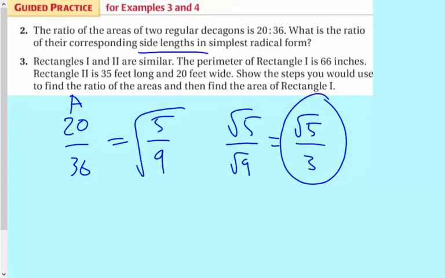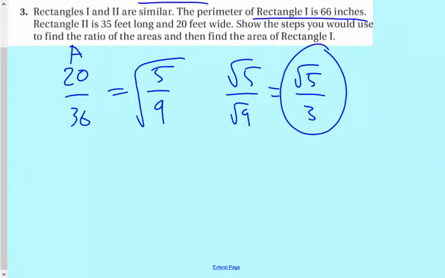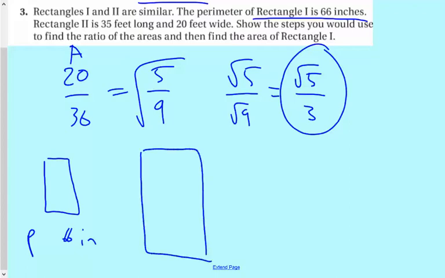All right, number 3, last question. Rectangle 1 and 2 are similar. The perimeter of rectangle 1 is 66. The perimeter of rectangle 2 is 35. Oh, okay. This is inches. Okay, I'm going to draw that picture here. So perimeter, 66 inches. And then rectangle 2 is a really big rectangle, 35 feet long. And this is in feet, 20 feet wide.